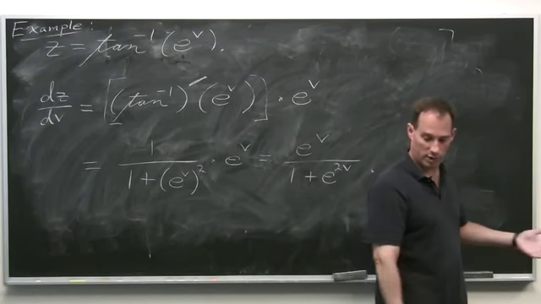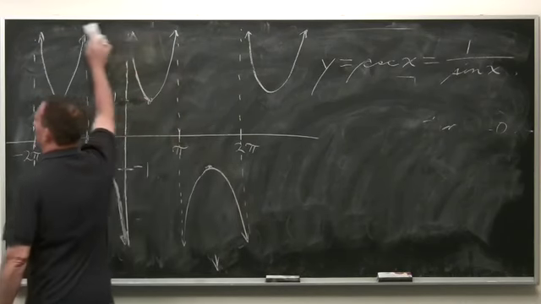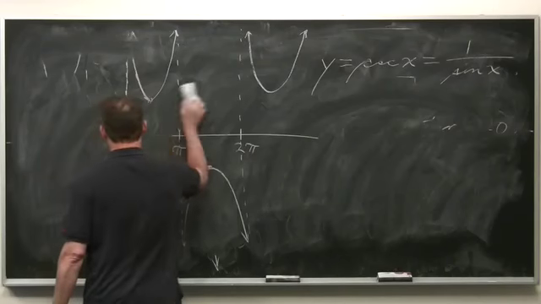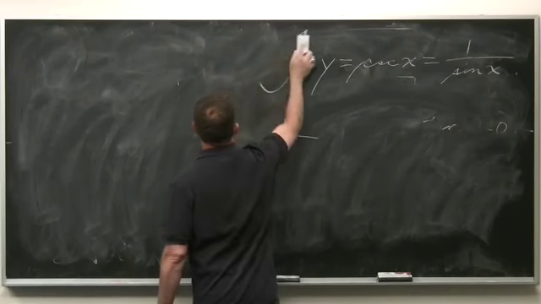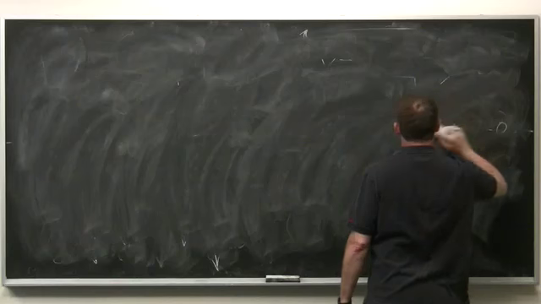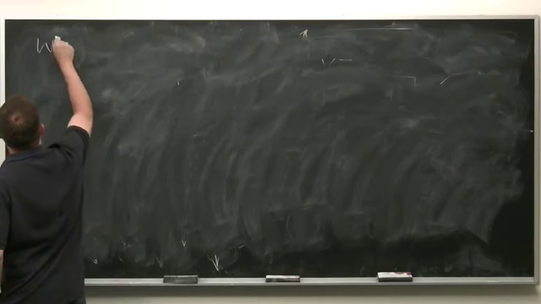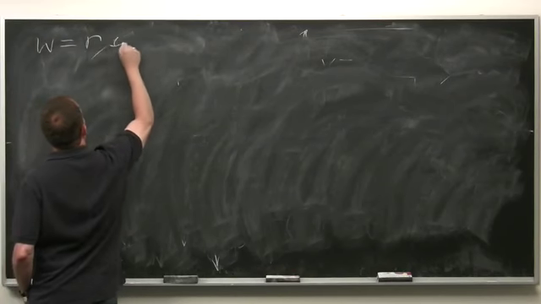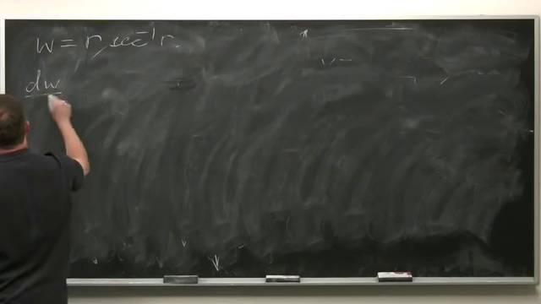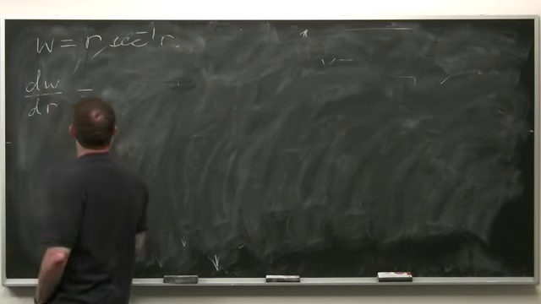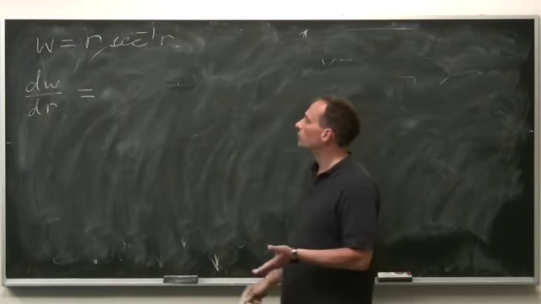All right. What's another example? Oh, how about we use one of our inverse secant or inverse cosecant formulas. So let's look at w equals r inverse secant of r. What's dw dr? So the derivative of w with respect to r. This is the product of two functions, r and the inverse secant of r. So use the product rule.